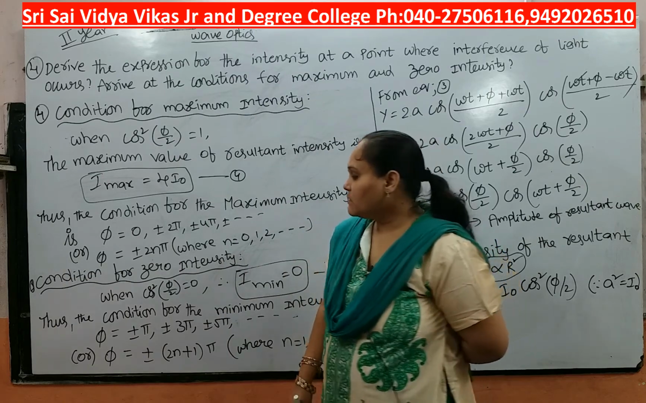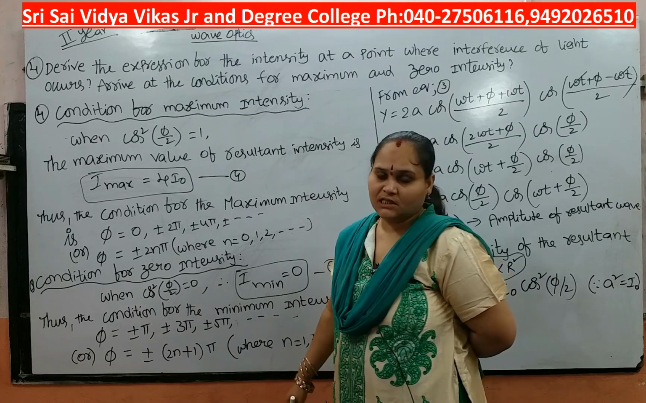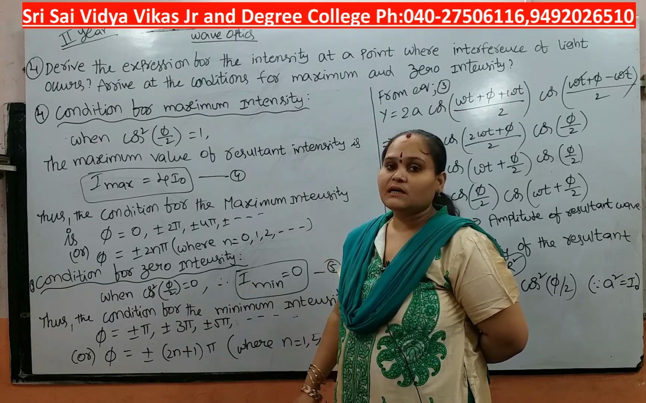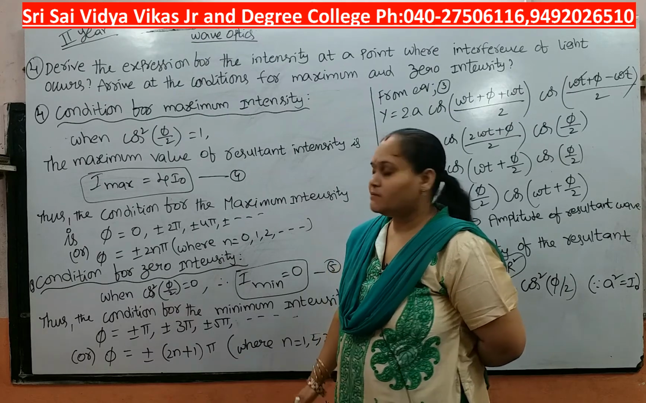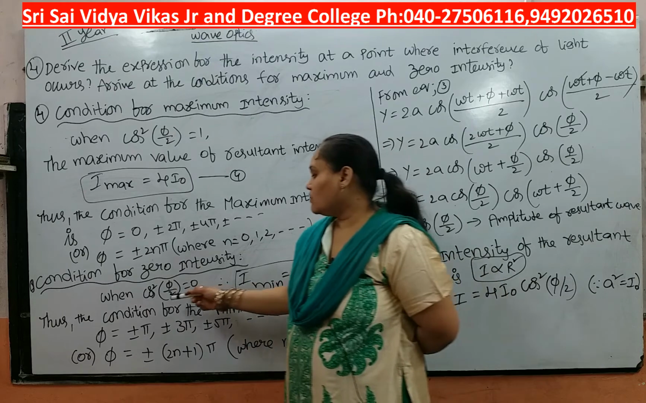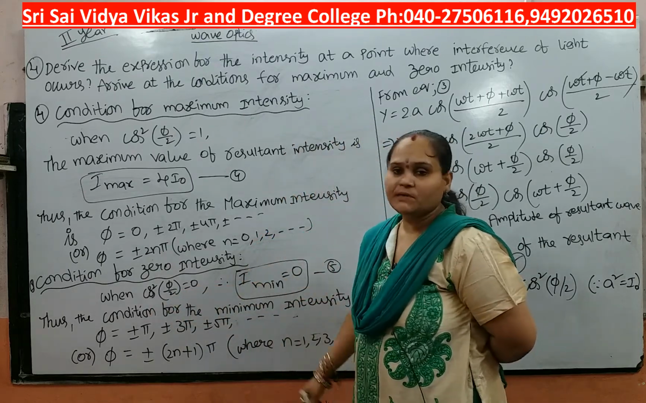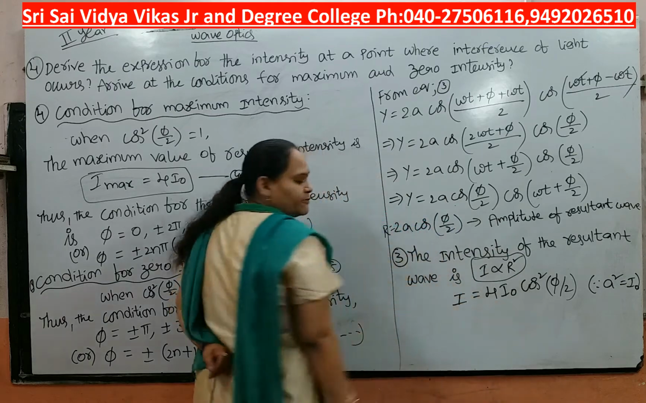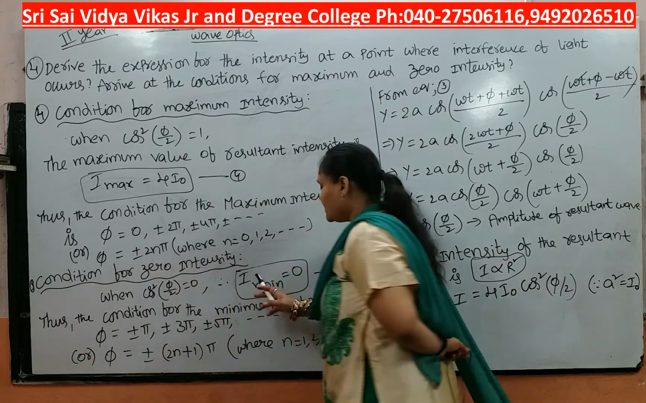Now the minimum intensity. The condition for the zero intensity or minimum intensity: minimum intensity means the resultant intensity becomes 0. That means I minimum will be equal to 0. When I minimum is equal to 0, cos square phi by 2 will be equal to 0. Here, by using this equation, I equal to 4 I naught cos square phi by 2, so I minimum equal to 0.